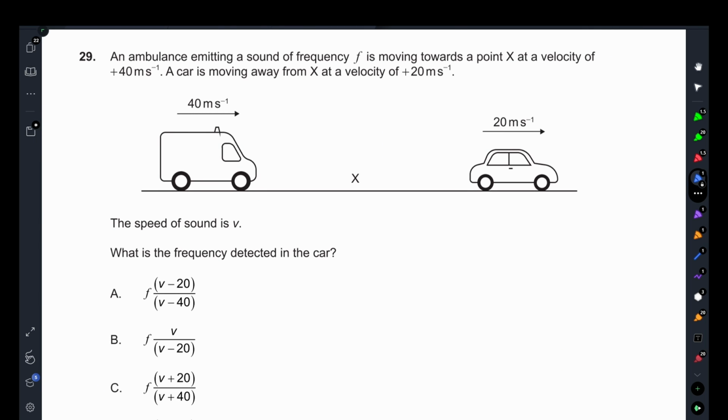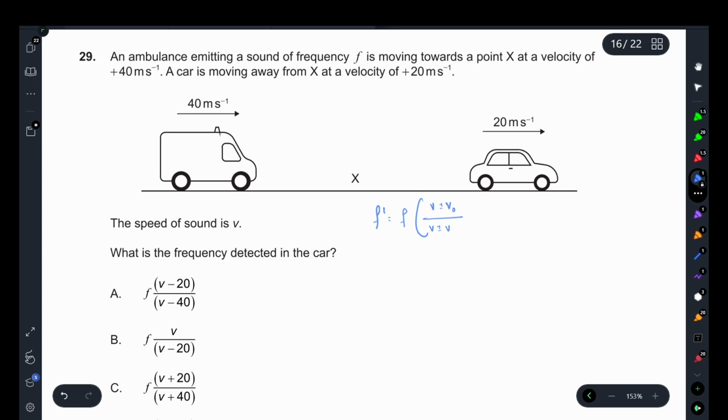Question number 29, a very interesting question in my opinion. It uses a combination of formulas, and there's two ways to do this. One is to know the baseline formula upon which every single Doppler effect question is created, which is f dash is equal to f into v plus or minus v observer by v plus or minus v emitter. And going from here, we can solve this. And v observer is 20, v emitter is 40.